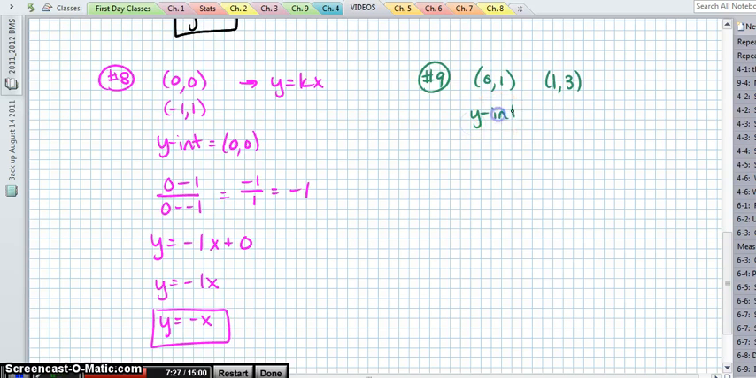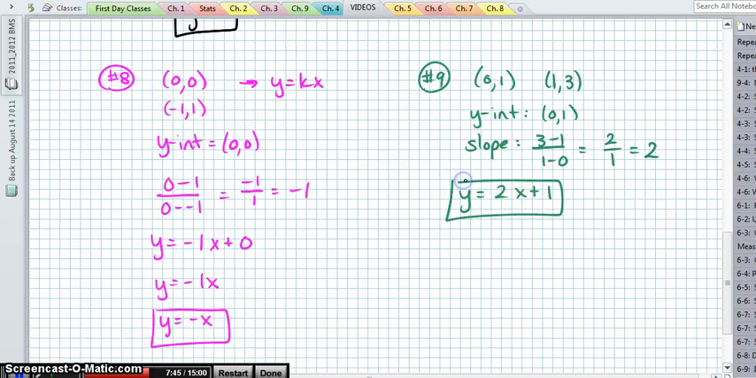The y-intercept is 0, comma 1. And my slope, when calculated, I do 3 minus 1 over 1 minus 0. That gives me 2 over 1, so that equals 2. And my equation will be y equals 2x plus the y-intercept of 1. To check to see if these are correct, feel free to take another point off of the line that you see graphed and put it into the equation. Do you get a true statement? If you do, then it means that your line is perfectly fine.